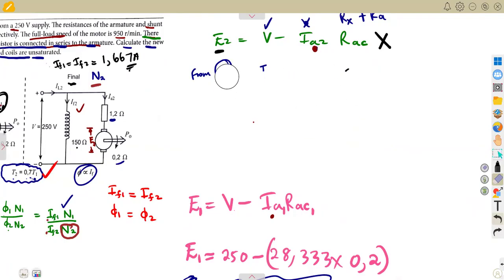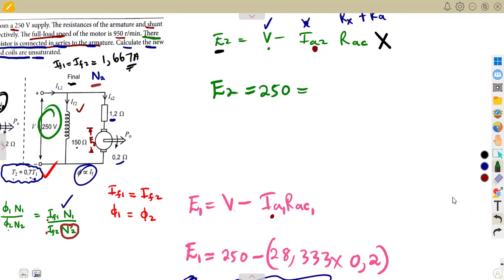With the armature current that we calculated, now we can calculate our E2. V is not going to change, it's 150 for the final condition. The armature current is the one that we just calculated now. Remember, we just calculated this and we said it's 19.833.